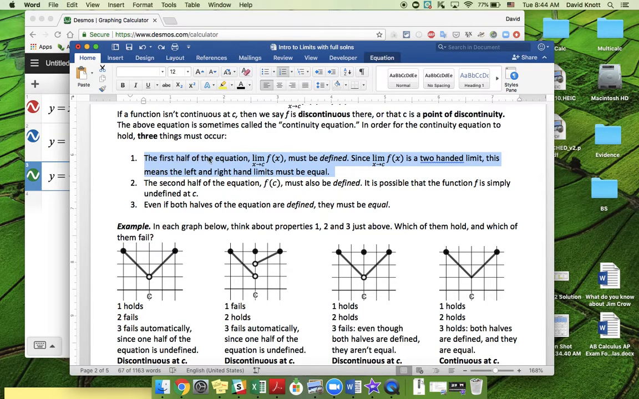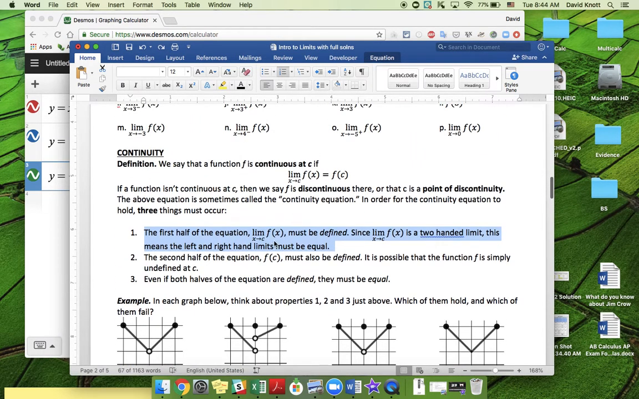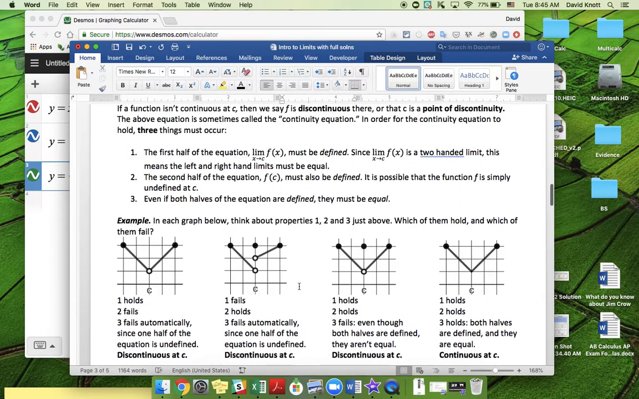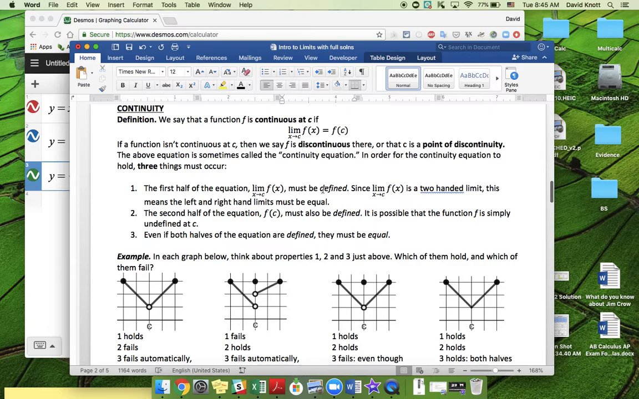1. The first half of the equation, limit as x approaches c, that's this thing right here, must be defined. Since limit as x approaches c is a two-sided limit, this means the left and right hand limits must be equal. A lot of people said that fails at x equals 0. No, it doesn't. This holds. This is true. Okay? The two-sided limit is defined at 0.